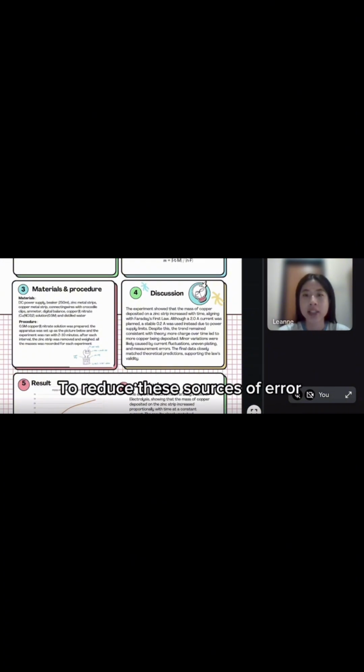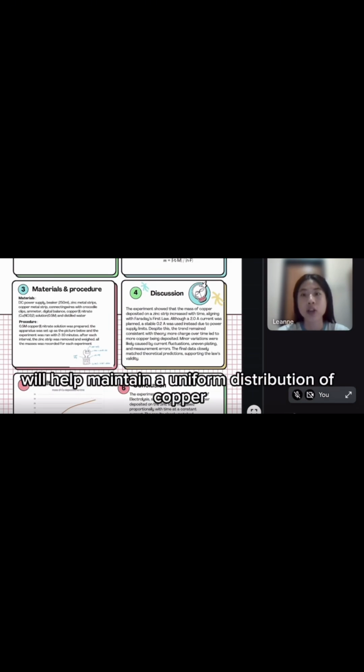To reduce these sources of error, several precautions were taken. We ensured the electrodes were fully dried before weighing, and we handled the zinc strips carefully to avoid dislodging any deposited copper. For more accurate results, using a more stable power source and gently stirring the electrolyte will help maintain a uniform distribution of copper ions.